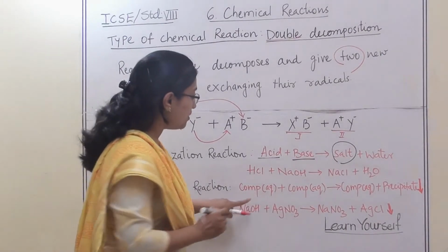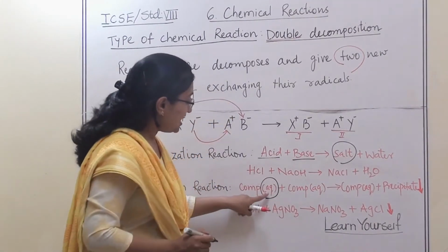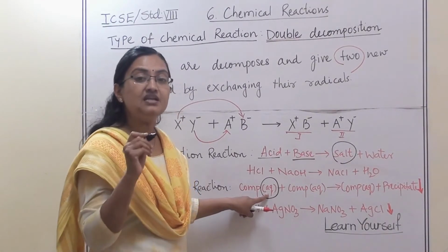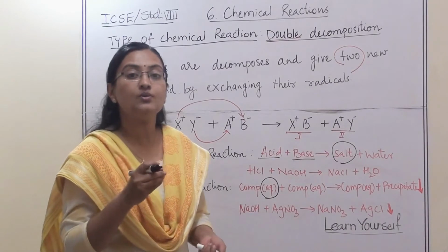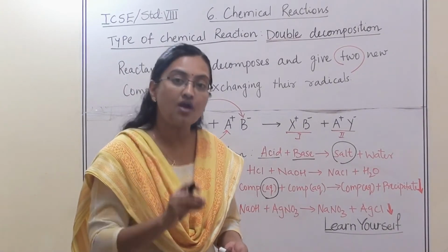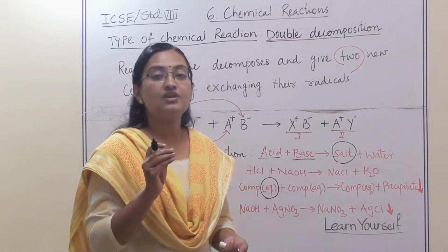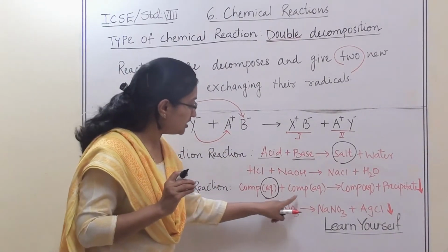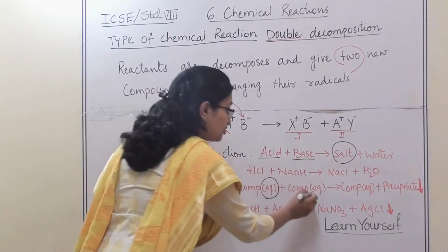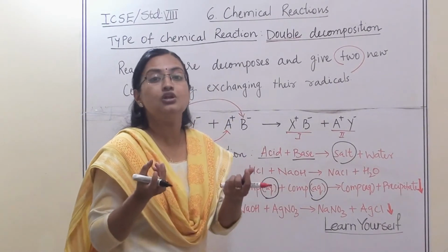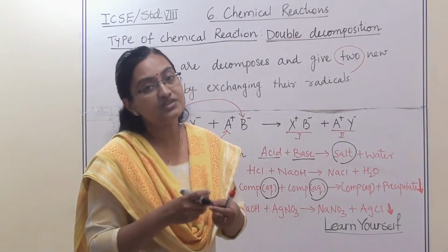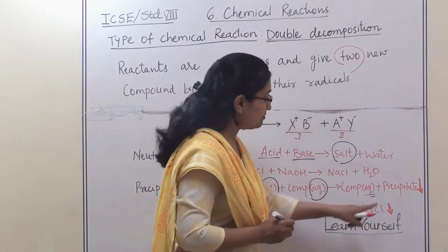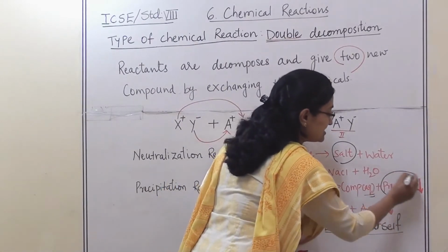When any compound is in aqueous form, when we write AQ in the bracket, that means the medium is aqueous. When we dissolve that salt in the water medium, that is known as an aqueous solution. So one compound is in aqueous solution, another compound is also in aqueous solution. That means we are mixing two solutions with each other and we get one compound in aqueous medium and another compound as a precipitate.